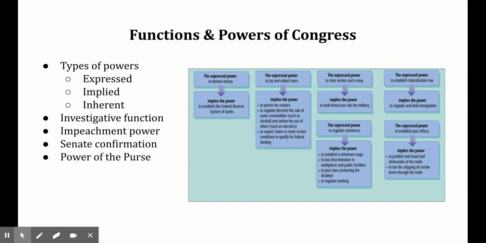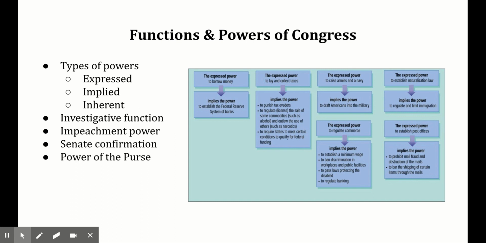Then we have the functions and powers of Congress. According to most political scientists, we can divide congressional powers into three different types. There's those that are expressed in the US Constitution. And what we mean by express is that it's explicitly stated in Article 1, Section 8 of the Constitution. Then we have powers that are implied by the U.S. Constitution. There is something called the Necessary and Proper Clause in the U.S. Constitution that states Congress has the power to do whatever is necessary and proper to carry out their expressed powers.